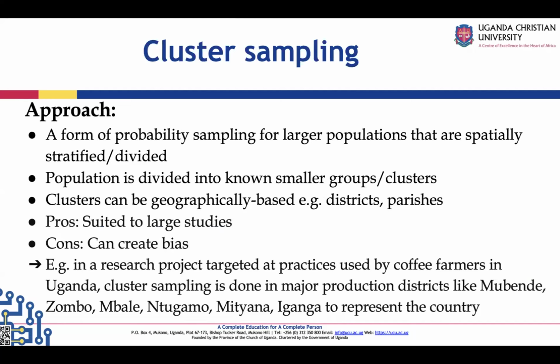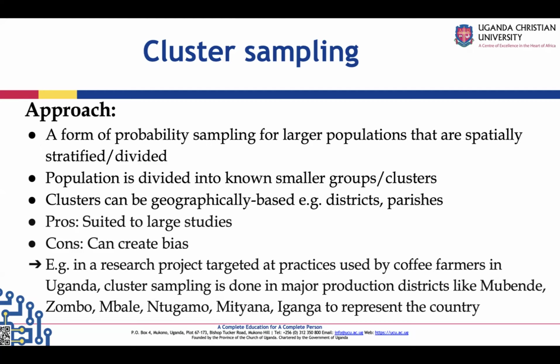In cluster sampling, you have what is a probability type of sampling. It's suited for larger populations, especially those that are spatially divided, spatially referring to different geographical groups. So the approach here is that you divide them into non-overlapping smaller groups that are referred to as clusters. We will see in the practical, these clusters are referred to as K, and they're geographically based. For instance, if we go into a country scenario, you can cluster them into districts or parishes.